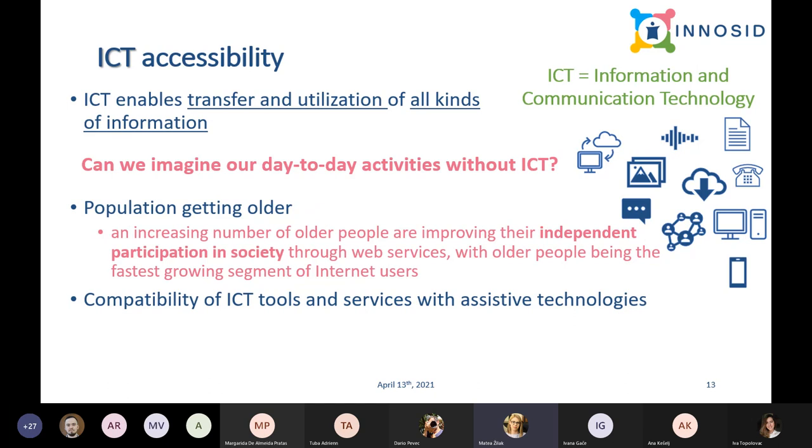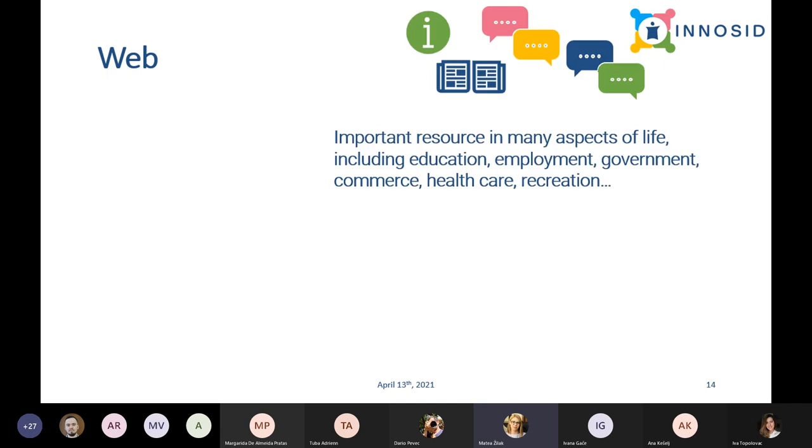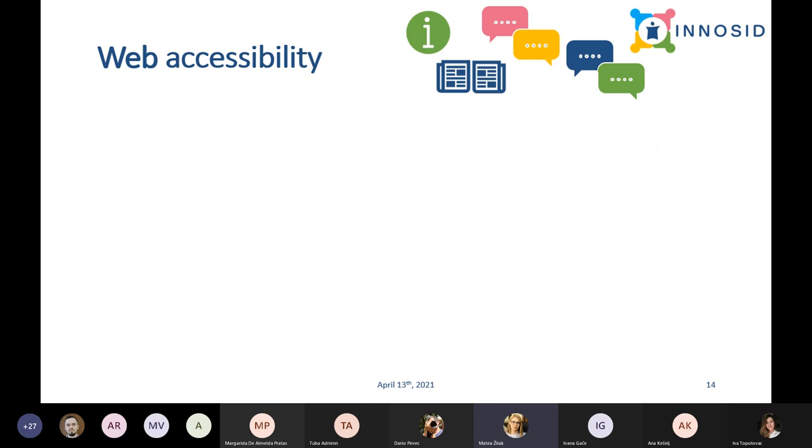For example, a screen reader is an assistive technology that is needed for visually impaired people, blind people, to perceive information that appears on a website. Once we have all this, we can say that we are going towards digital inclusion as well. Talking about digital inclusion, we need to talk about the web. The web is a very important resource in many aspects of life, including education, employment, government, and many others. So considering that the web is such an important resource, we also need to consider web accessibility.